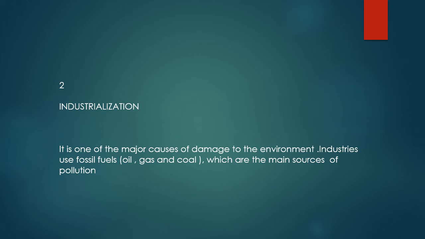Industrialization. It is one of the major causes of damage to the environment. Industries use fossil fuels like what? Oil, gas, and coal, which are the main sources of pollution. When these gases and the resultant form of this oil, which is smoke, and the smoke released from burning coal, are released to the atmosphere, it causes a lot of damage to the atmosphere. The effects of this smoke released to the atmosphere is the prevalence of acid rain, which destroys plants and animals. So industrialization is another cause of environmental degradation.